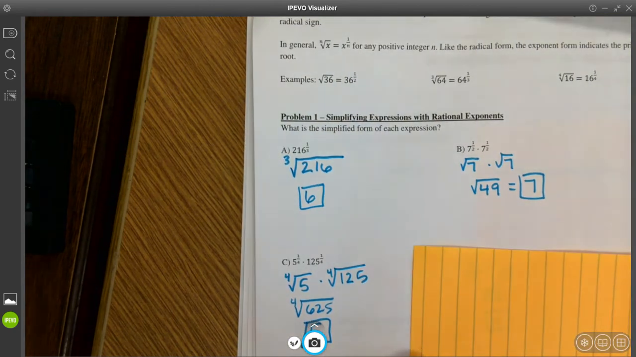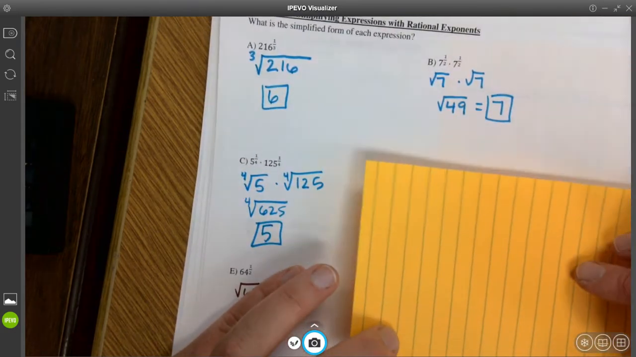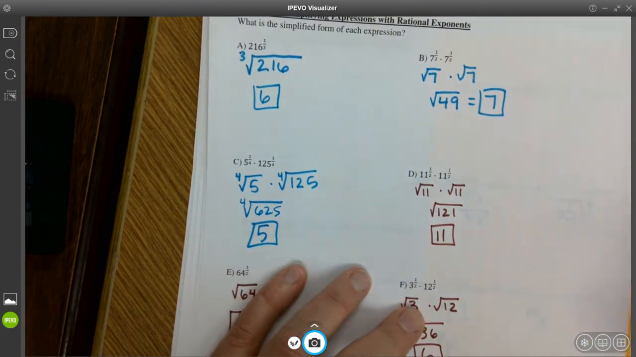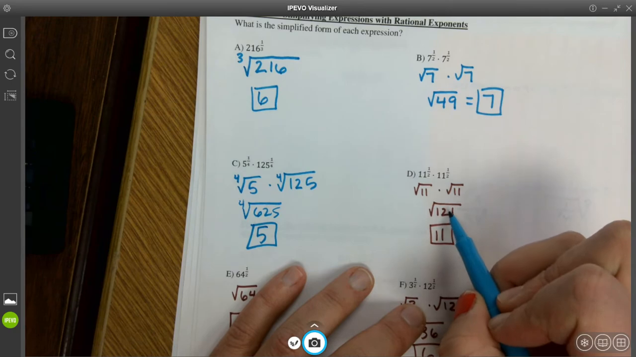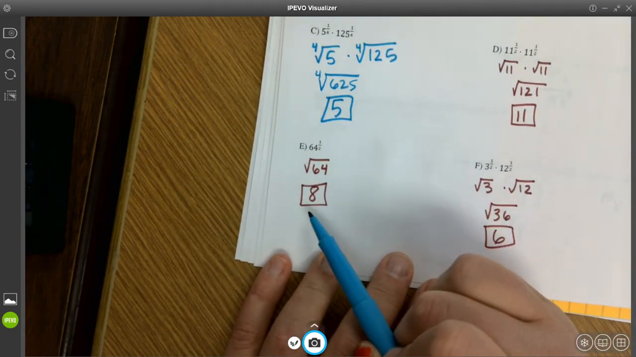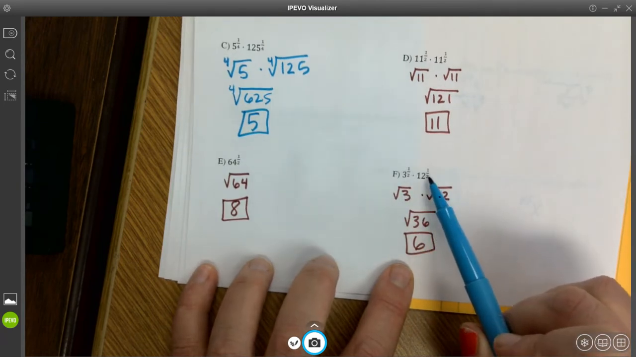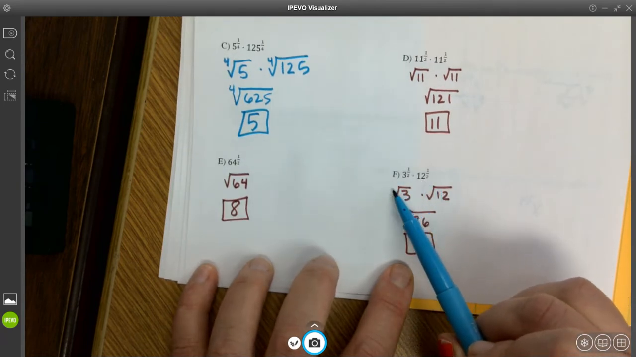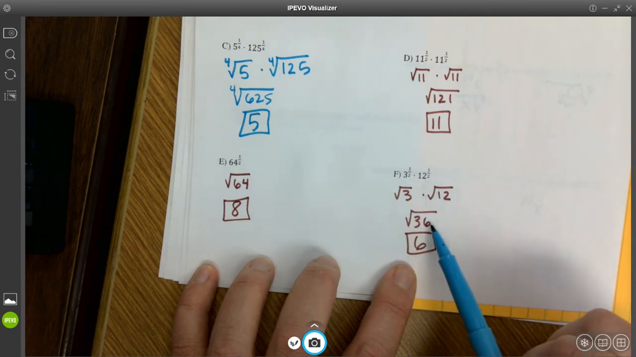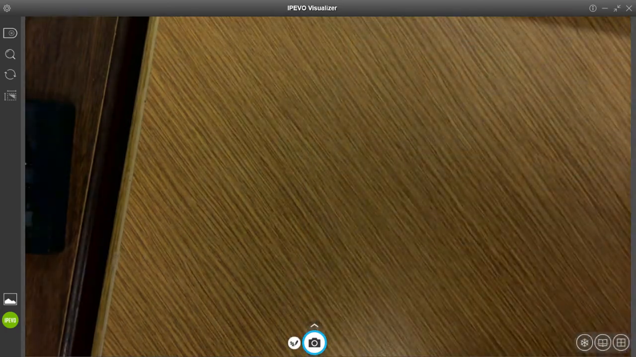I'm going to try D, E, and F. Pause and try those 3 by yourself. D, square root of 11 times square root of 11, square root of 121 is 11. Square root of 64, 8. Square root of 3 times square root of 12, this is just a square root, because if there's no index, it's 2. Square root of 36, 6. Starting off easy. Keep looking at the next page.